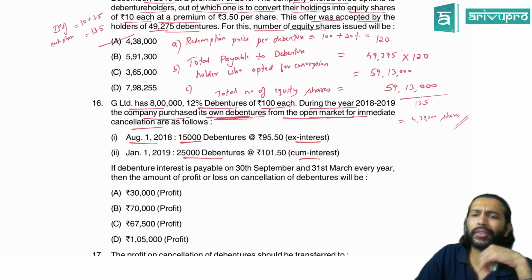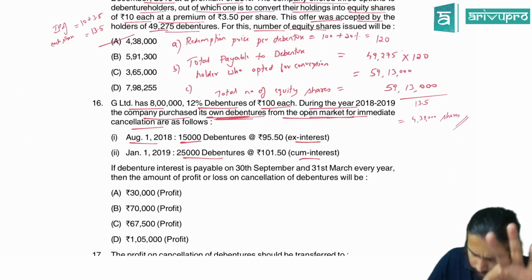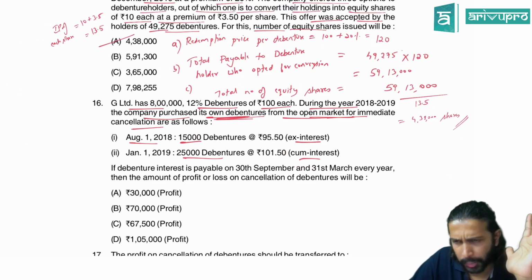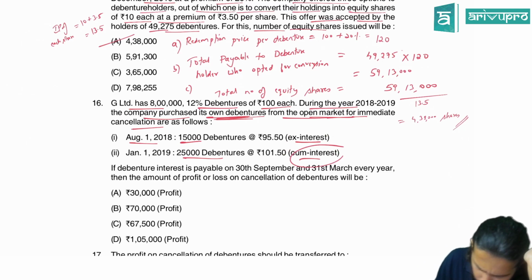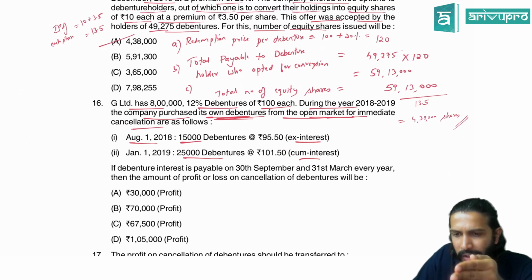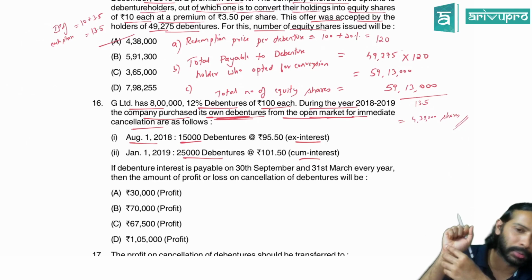So what is the significance here, or what is the problem here? Sir, if it is an ex interest price, I'm more than happy, no problem. But there is a big headache for me if it is a cum interest price. Why? Cum interest price means the company purchased its own debentures, correct?